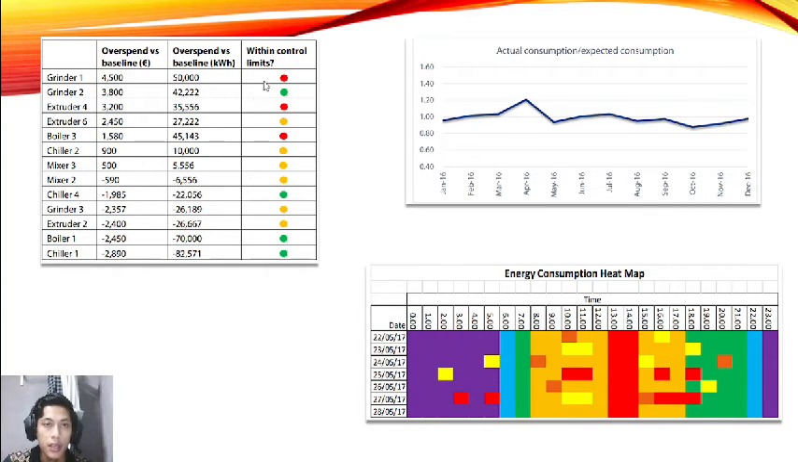So they have three colors here. We can see red, green and yellow. The red is consumption above the control limit, the yellow indicates consumption within the control limit, and the green is consumption below the control limit. So we can say that they have different conditions for the three colors.